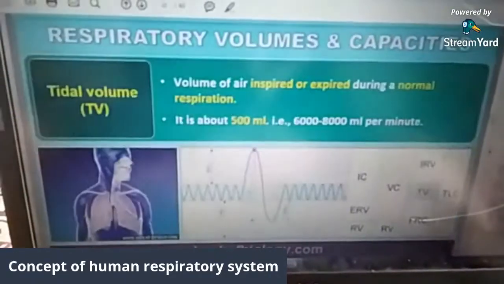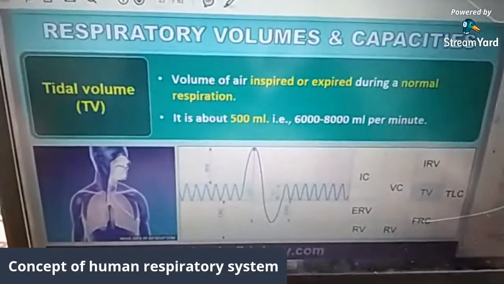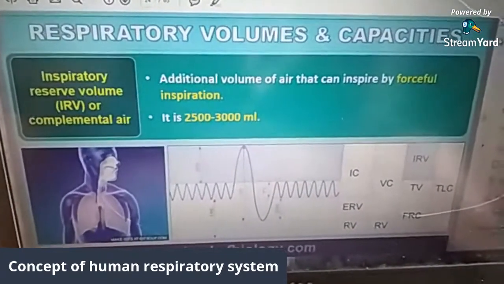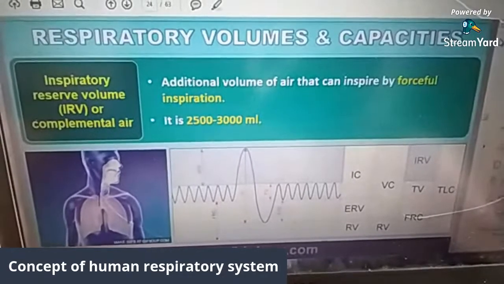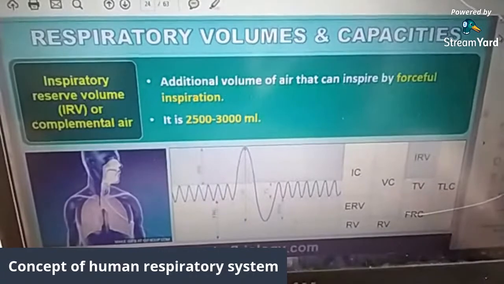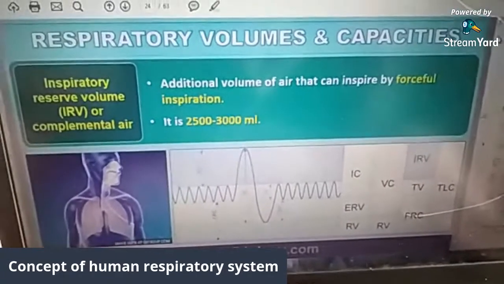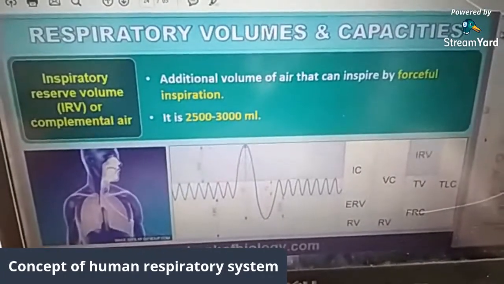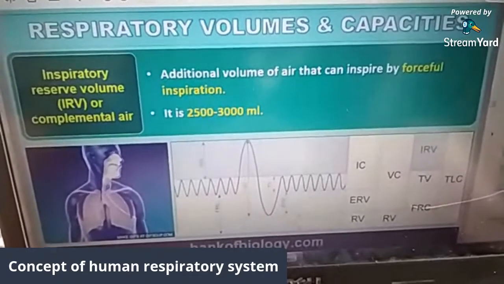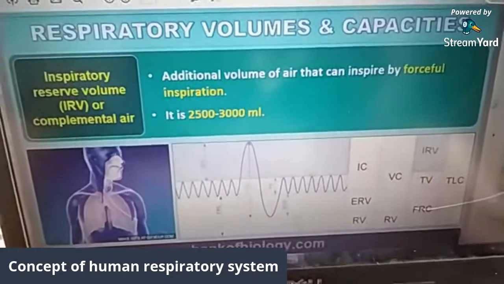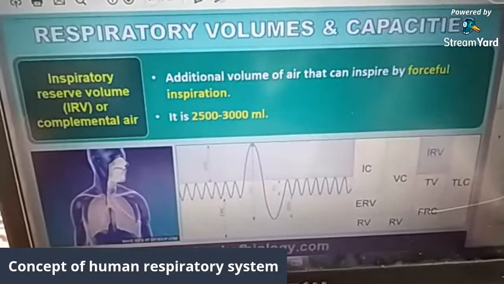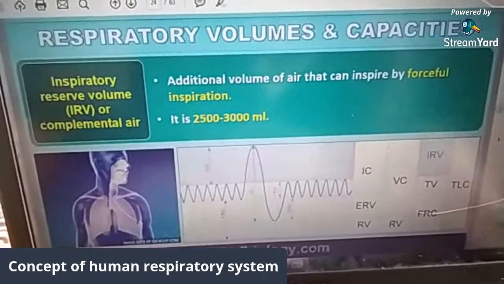Okay, so this is the tidal volume. Next is the IRV, the inspiratory reserve volume. What happens in the case of the inspiratory reserve volume? It is the additional volume of air that can be inspired by forceful inspiration after a normal respiration. The amount of the IRV is 500 to 3000 ml.